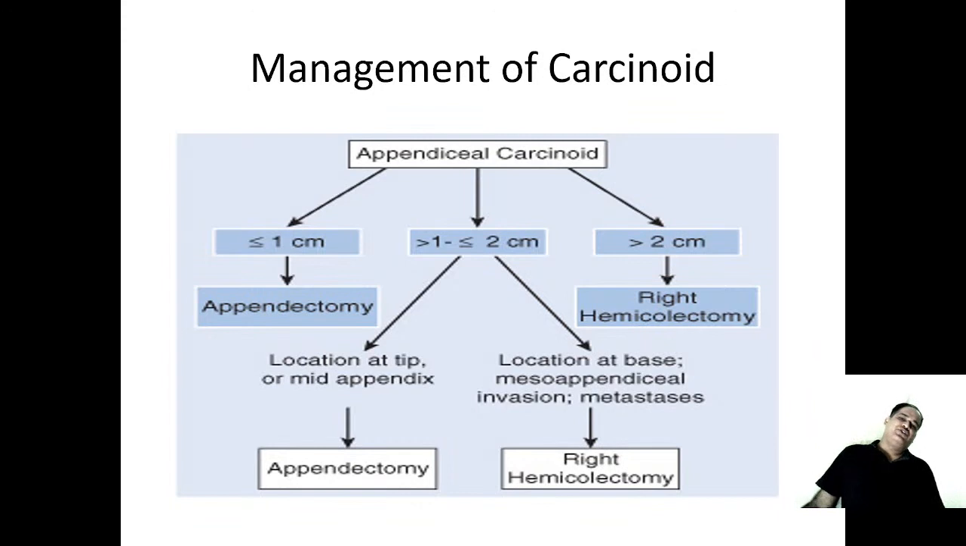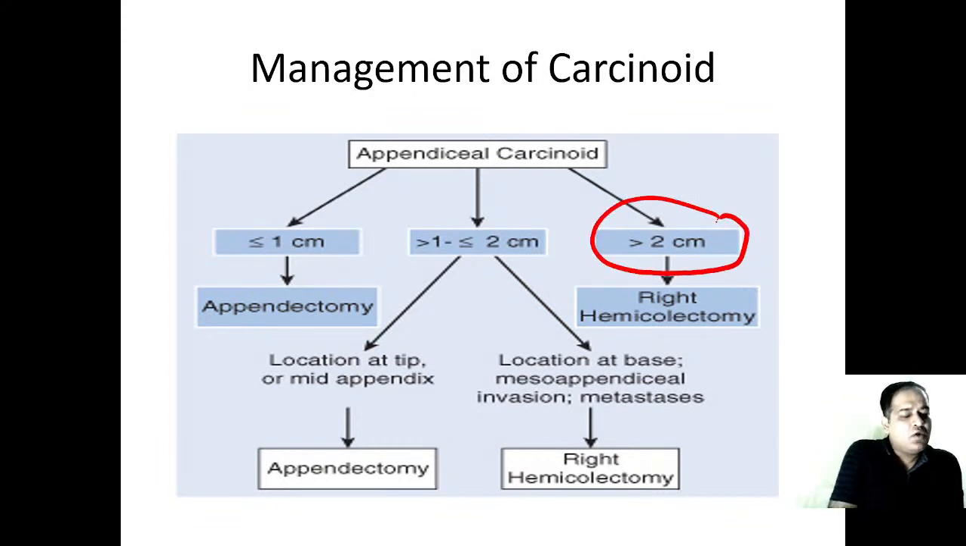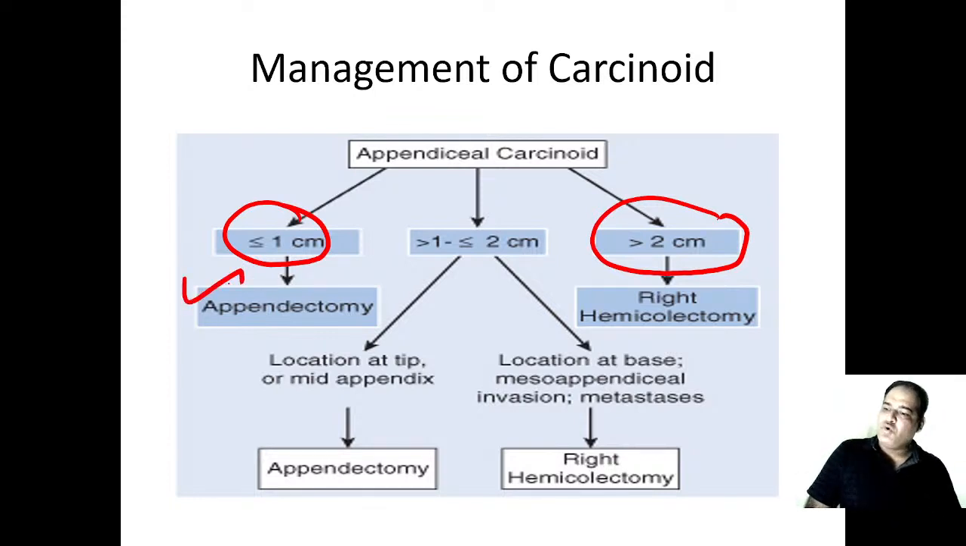After doing surgery, you look for the presence of carcinoid tumors. If the carcinoid tumor is more than 2 centimeters in size, we know that this tumor must have gone to other places. So what do we do? Right hemicolectomy. Apart from appendicectomy, we will do right hemicolectomy. If it is less than 1 centimeter, we know that this tumor must not have gone anywhere. So appendicectomy only is the sufficient treatment. No need to do anything else.